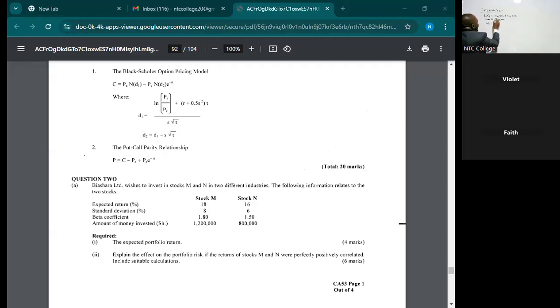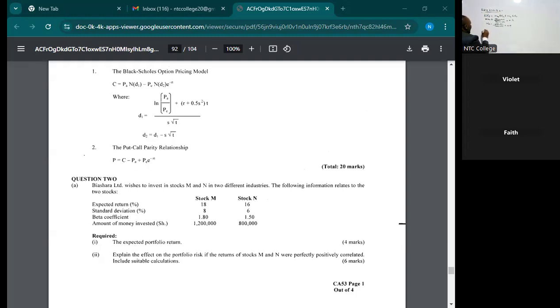The total is the summation of the two, so that is 2000, or 2 million. That gives you 0.6. And then the other one is 800 over 2 million, which gives you 0.4. So that is the weight. Now, do you have expected return for each? Yes, you've been given expected return for M and for N, that is 18 and 16.